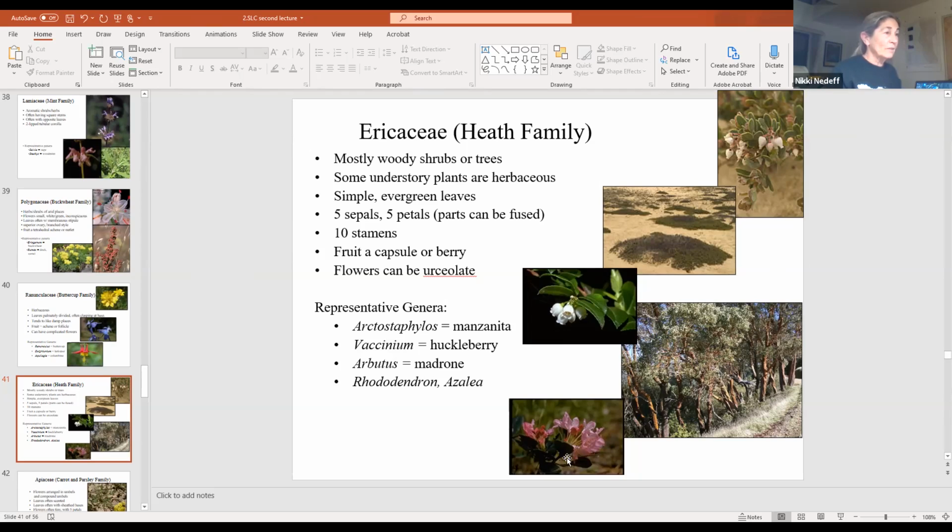Oddly, rhododendrons and azaleas are in the same family, yet they do not have the same kind of campanulate or urn-shaped flowers where the petals are all fused together. You can't identify individual petals, but genetically, these are all related.